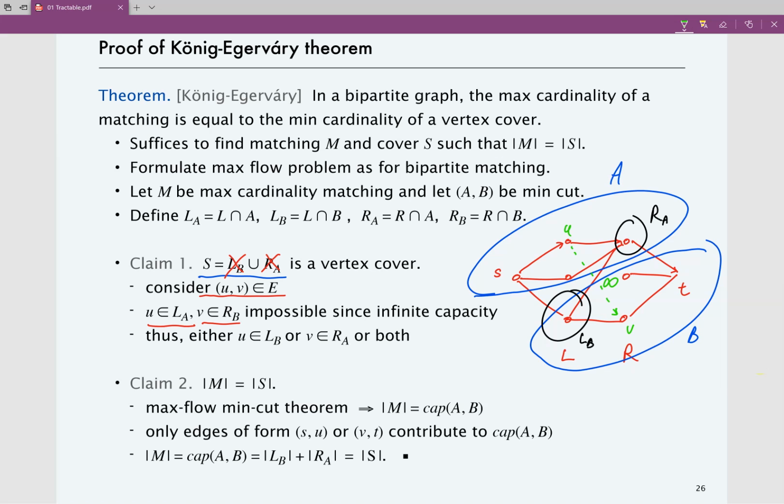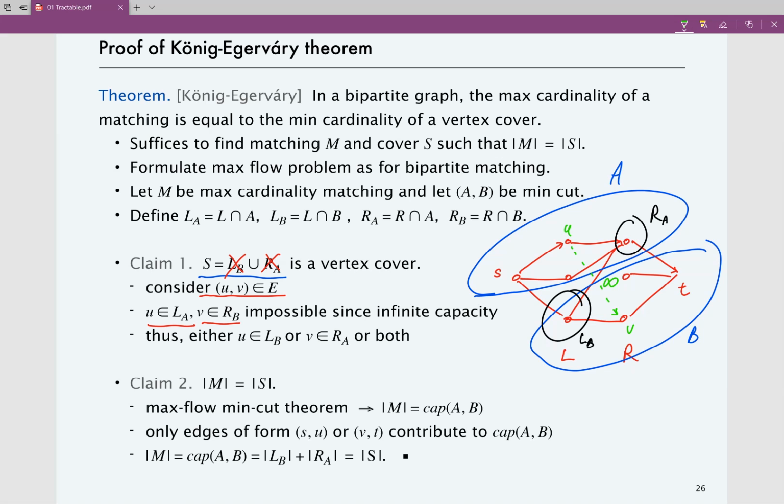Okay, but then that would mean that this cut, right? I mean, you see that this edge actually crosses the cut because it goes from the A side to the B side. Okay, so it actually crosses the cut and it's got infinite capacity. So that would mean that the min cut actually is infinite.